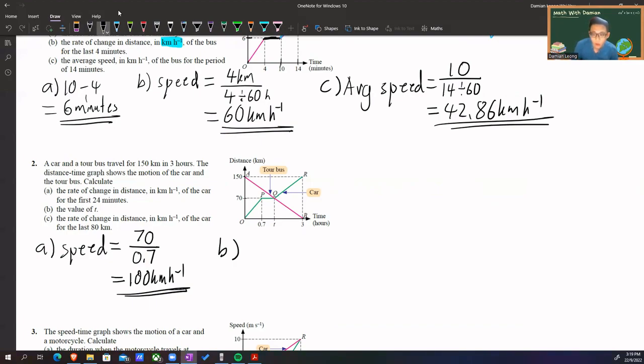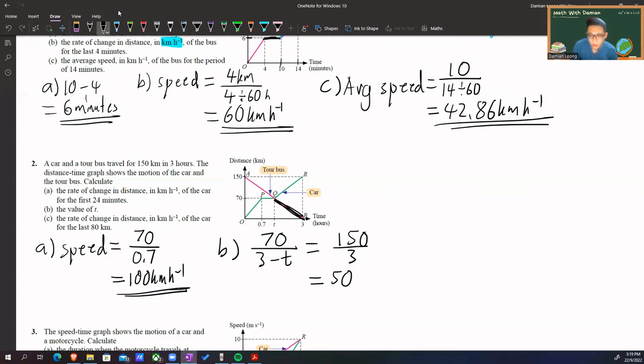So let's say I take just this part. The change in distance is 70, from 70 until 0, so 70 over the change in time from t until 3 hours, which means 3 minus t. It will equal 150 km divided by the time taken, 3 hours. So this will be 50.